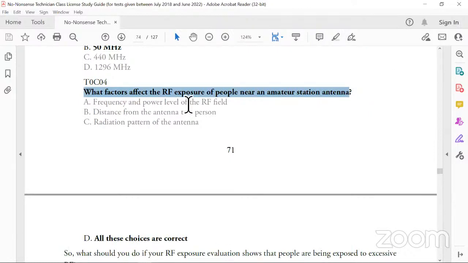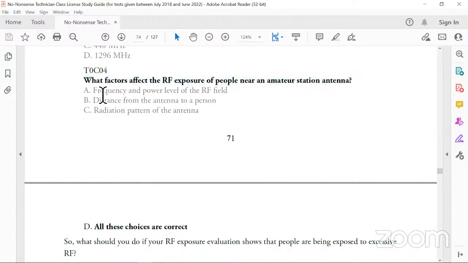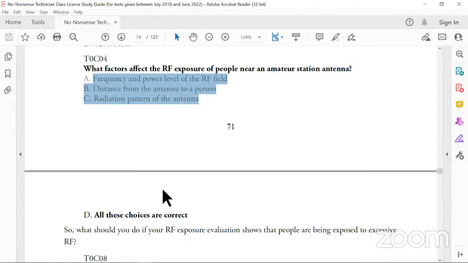What factors affect the RF exposure of people near an amateur radio station antenna? Well, all of these are correct. The frequency that we use, the power level that we use of the RF, also the distance from the antenna, as well as the radiation pattern of the antenna. All of those are correct, and all of those affect the amount of radio frequency that people are exposed to.